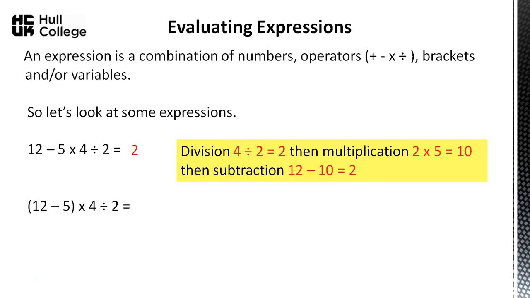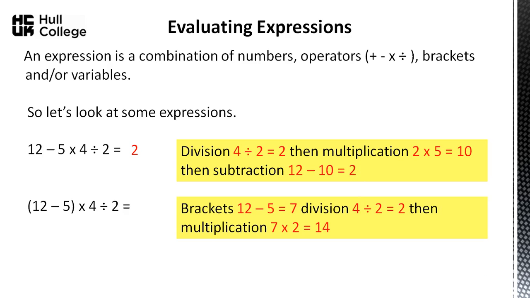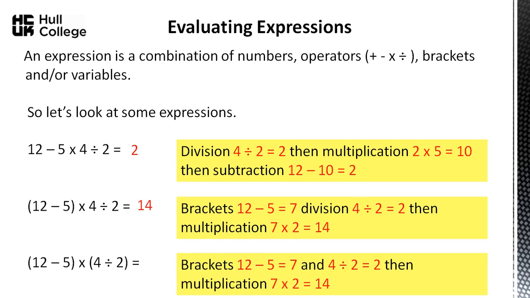Next one, brackets 12 minus 5, times 4 divided by 2. We do the brackets first, 12 minus 5, which is 7. Then the division, 4 divided by 2, which is 2. And then the multiplication, 7 times 2, which is 14. And the last one, brackets 12 minus 5, times brackets 4 divided by 2. So brackets first, 12 minus 5 equals 7, and 4 divided by 2, which is 2. Then the multiplication, 7 times 2, which is 14.